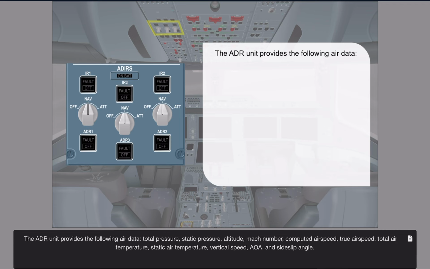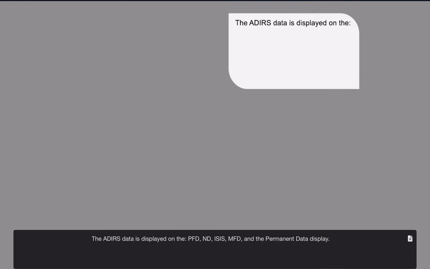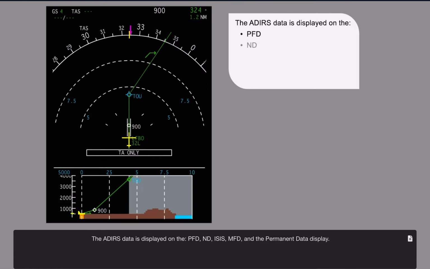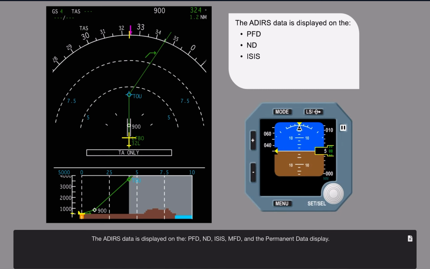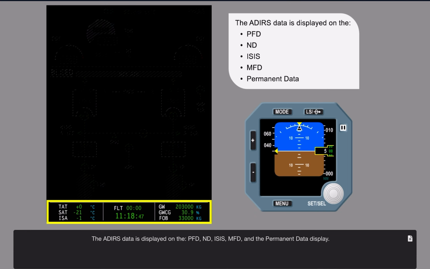The Air Data Reference Unit provides the following air data: total pressure, static pressure, altitude, Mach number, computed airspeed, true airspeed, total air temperature, static air temperature, vertical speed, angle of attack, and side slip angle. The ADIRS data is displayed on the PFD, ND, Integrated Standby Instrument System, MFD, and the Permanent Data Display.